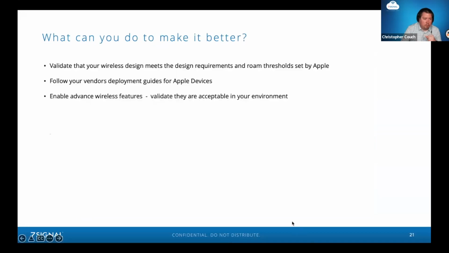So what can we do to make it better? After looking at all those slides and understanding some of that data, what can you do to make your wireless network better? Well, one is to validate your design meets the requirements set by Apple. Does it meet the roaming thresholds and the signal strengths that are required?